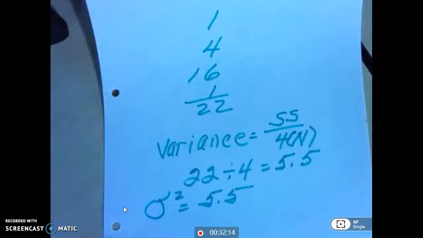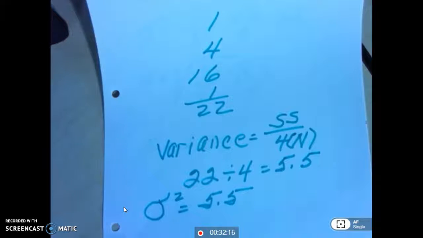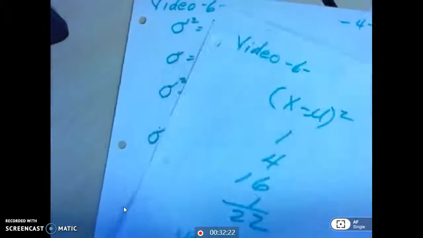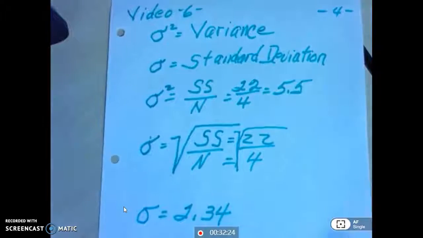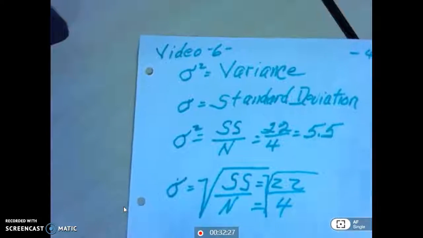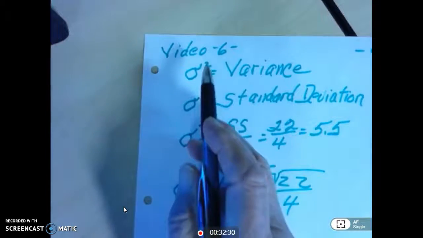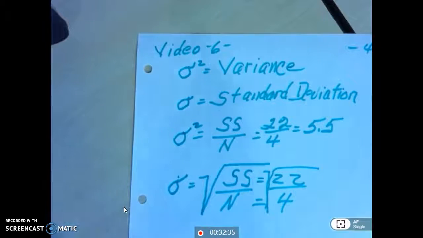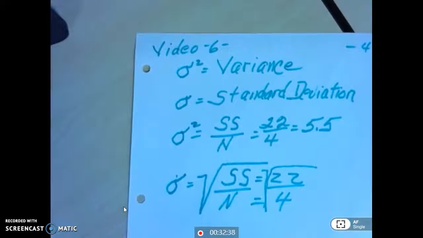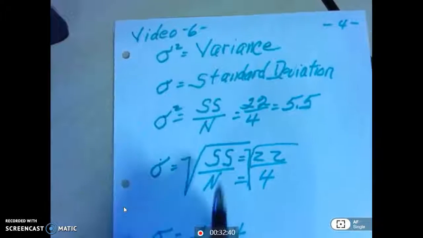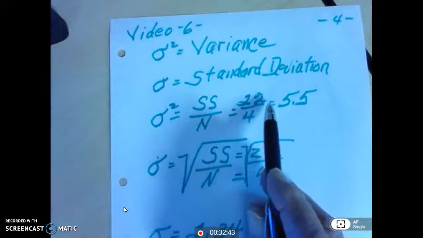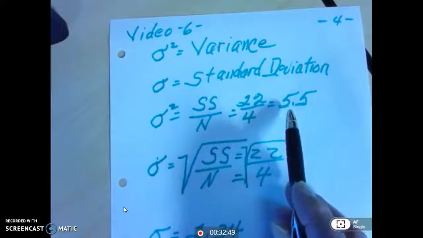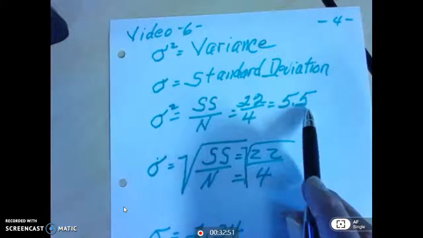Okay, so we've gone through the sum of the squares, and basically when someone says to you, or you hear the term sum of the squares, you'll know what it means, and also with the variance, you will know what it means. So we have variance here, sigma squared, variance, and then we have our standard deviation. Now, here's a computational formula for variance. We have SS over n, 22 divided by 4, and we have come up with 5.5.